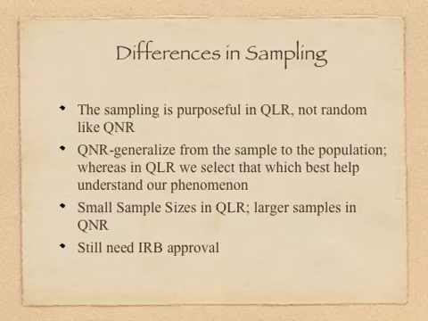Because a lot of this is in the setting you're in too, which is another difference. In qualitative, you're in the natural, real-world setting. Whereas in quantitative, it's more like a laboratory. So you have very small sample sizes in qualitative, larger sample sizes in quantitative. No matter what, you still need to gain IRB approval for any of these, qualitative or quantitative.